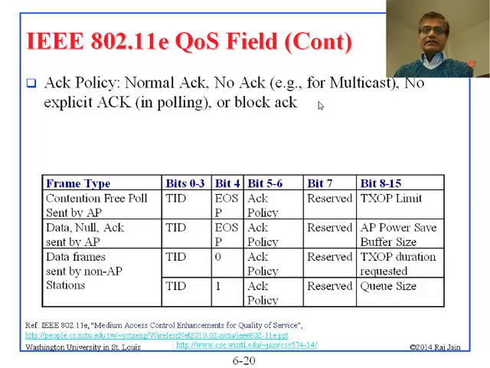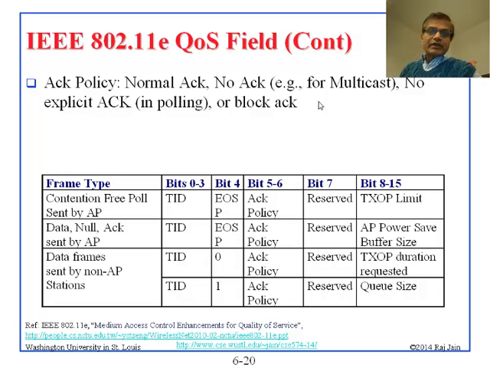Alright, so that's the ACK policy. There are 2 bits, so you can indicate these 4 choices. Bit 7 is reserved. Bits 8 through 15 are actually, you can see, 8 bits. These 8 bits are to exchange some information, which could be different in different frames.